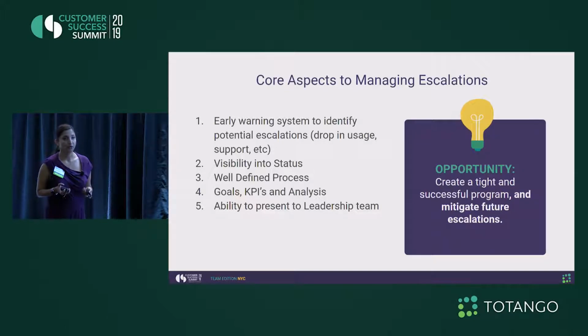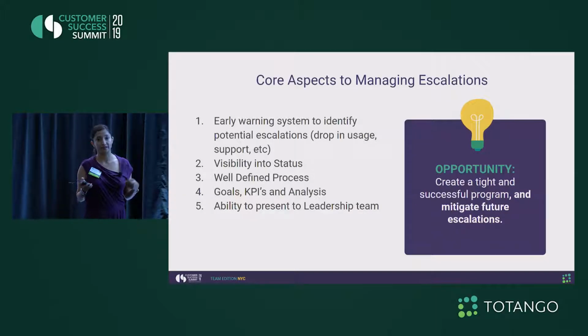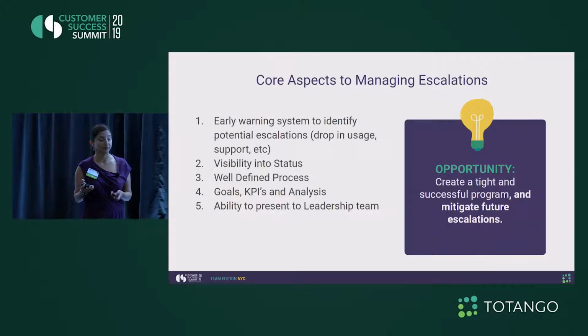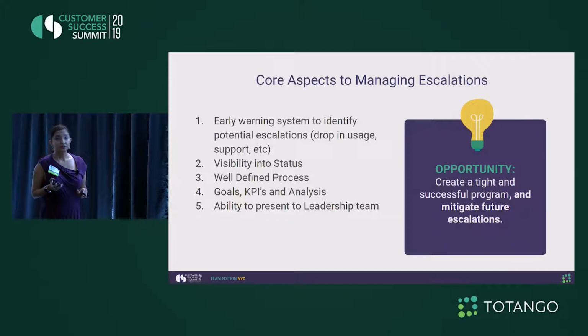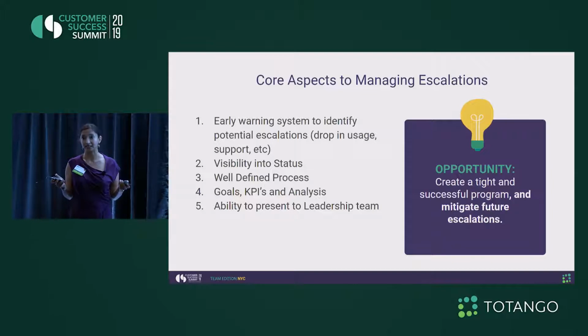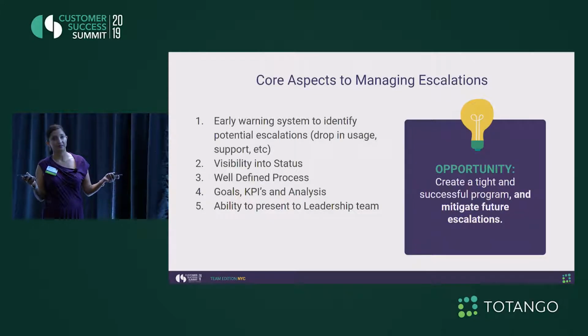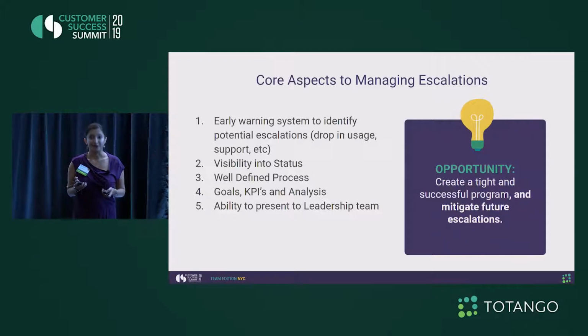So number 1, you want to have an early warning system, right? You need a good proactive way of identifying the potential reasons that these accounts can go into an escalated state. Number 2, you're going to want visibility into the status. Whether I'm the VP of CS or a CSM, I want to know exactly what is going on with all of my accounts. Even if I'm a CSM making these updates, maybe I want to look at it at a holistic level. If I'm the VP of CS, I want visibility into the status of my escalations at any point in time. Number 3, you want to have a well-defined process in place, right?